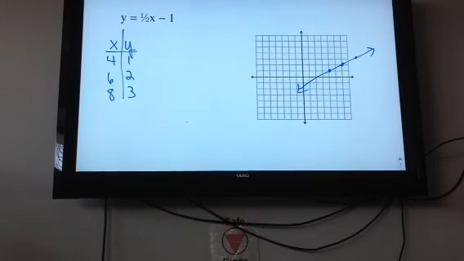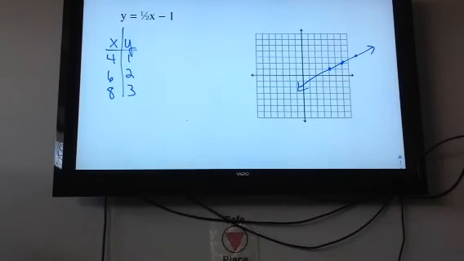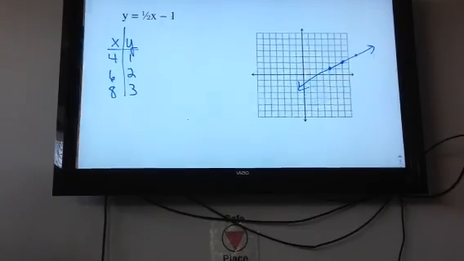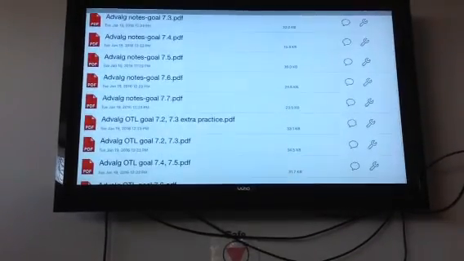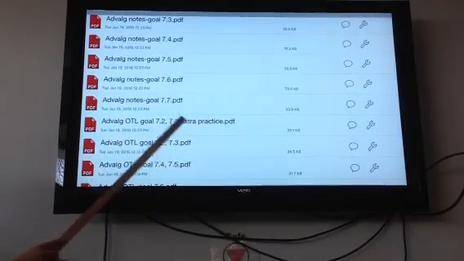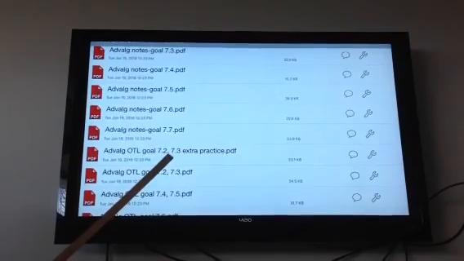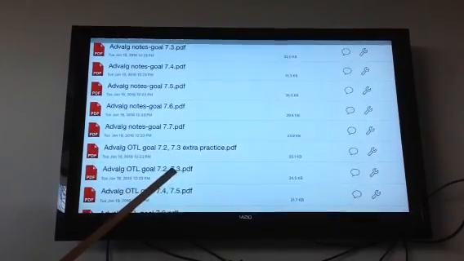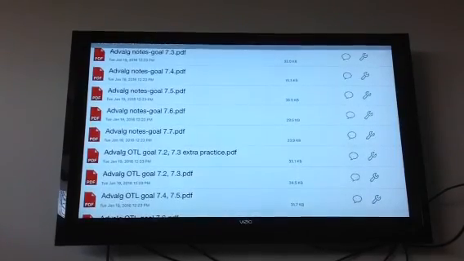Don't forget next class is your OTL, your goal assessment on 7-1. Your assignment for 7-2 and 7-3 is a worksheet in eBackpack. Make sure you're doing the correct one. It's the one that says 7-2, 7-3, not the one that says extra practice. So this one here, that's your assignment. If you are done, you can go ahead and turn it off.